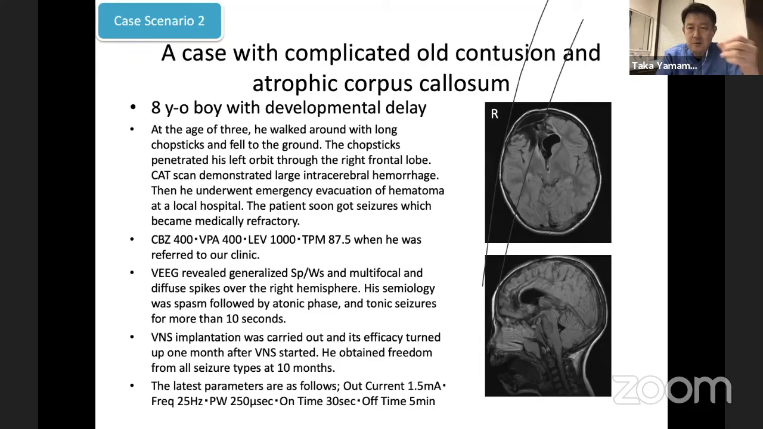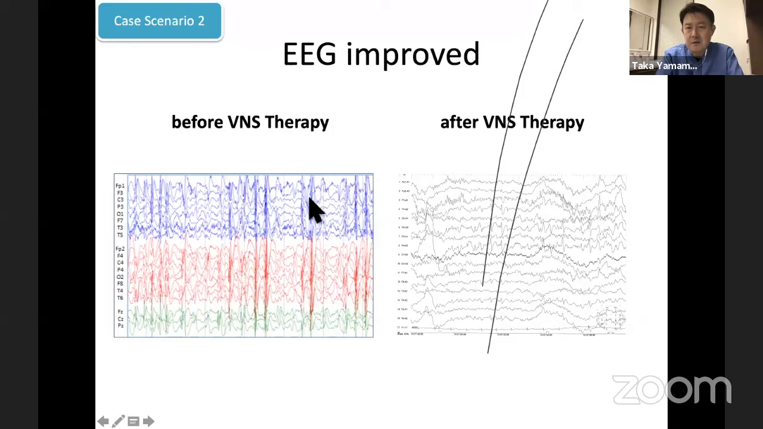Then I put in the VNS system, and this is a very good example of improvement in EEG findings. This is before VNS therapy, and you see the synchronous bilateral spike and wave, which seems to be a very bad situation for these patients. After VNS implantation, 6 months later, the synchronization is split. The VNS probably splits the synchronized activity of the brain. Then we see the background activity right here, but the spikes are still on the right side. But the basic background activity came back. Then he is in very good condition, and he speaks well.